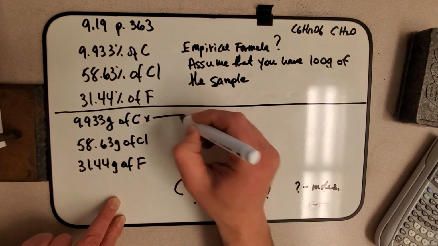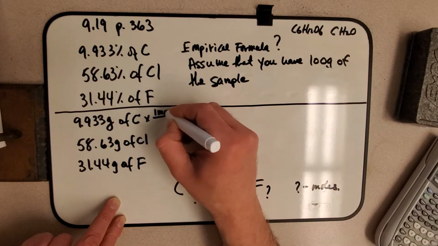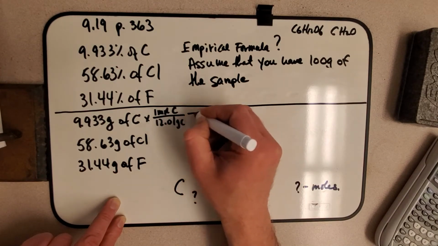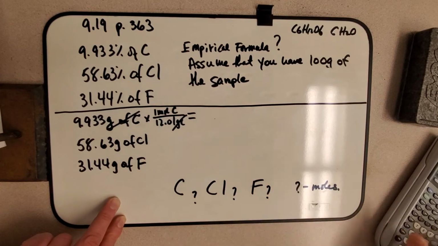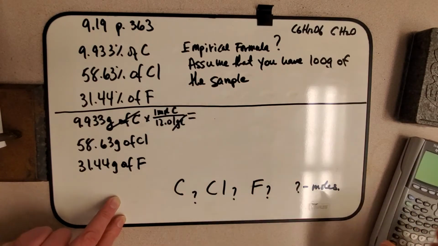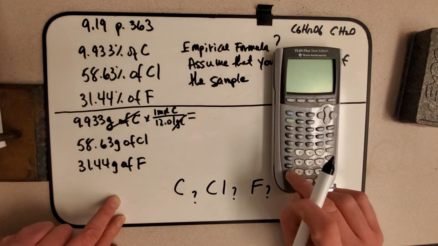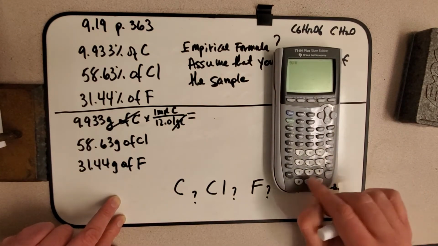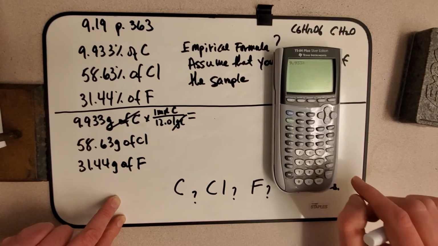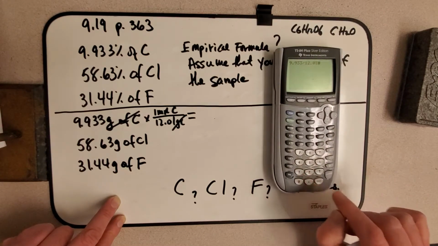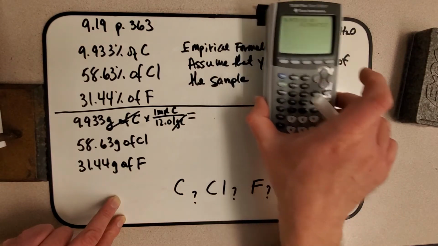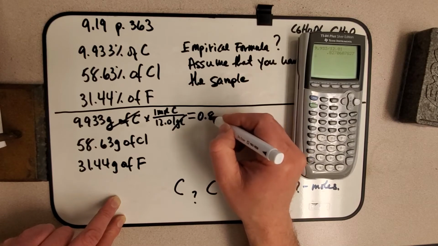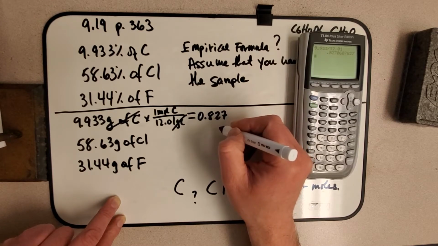First, I'm going to convert the carbon into moles. One mole of carbon is, of course, 12.01 grams of carbon, which I got from the periodic table. I'll use my calculator: 9.933 divided by 12.01. I get 4 significant figures here: 0.827.